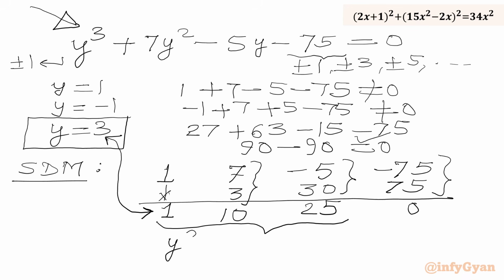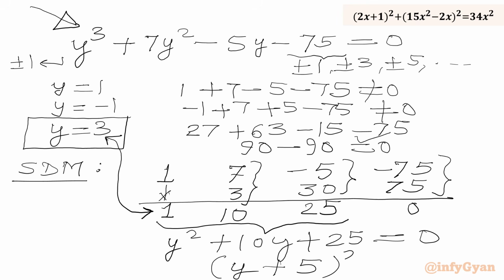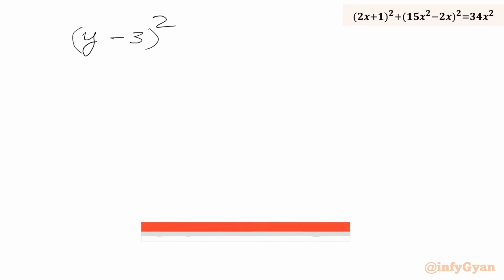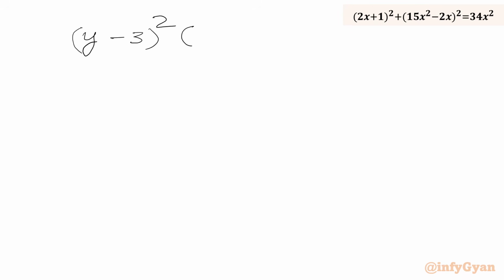So we will write y square plus 10y plus 25 equal to 0, which is perfect square of y plus 5 equal to 0. So we have two base solutions, y equal to 3 and y equal to 3. So we can write our quartic equation in variable y minus 3 whole square, as we have two base solutions at y equal to 3. Then we have y plus 5 whole square equal to 0.